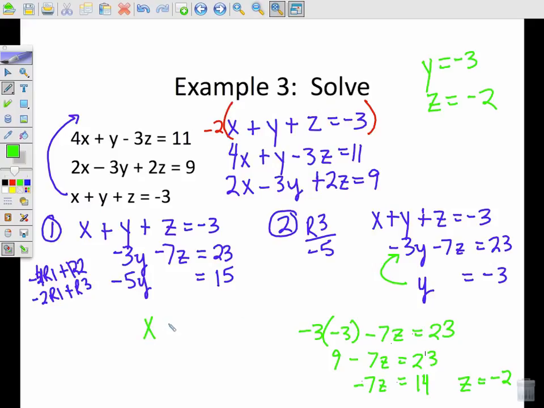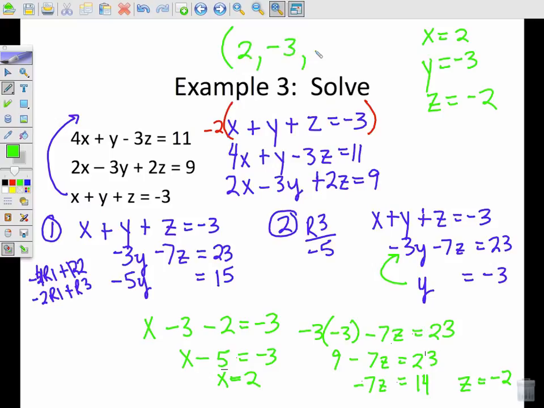Now our last step is going to then come back up to the equation number 1 and substitute. So to find x, we do x, and this is y, so minus 3 plus z, so minus 2 equals negative 3. So this is x minus 5 equals negative 3. So x is going to equal 2. And there you have our solution.